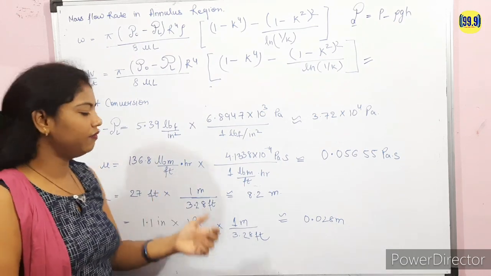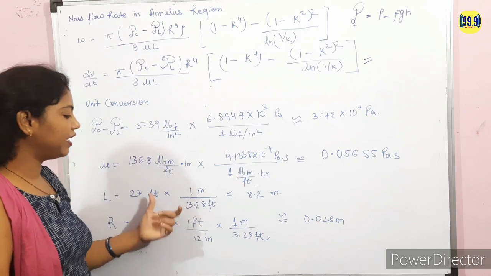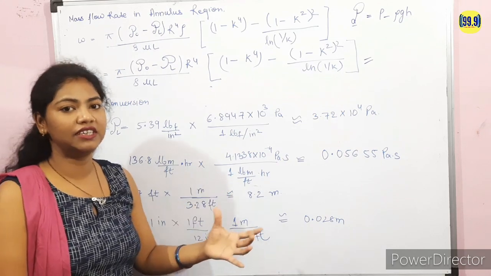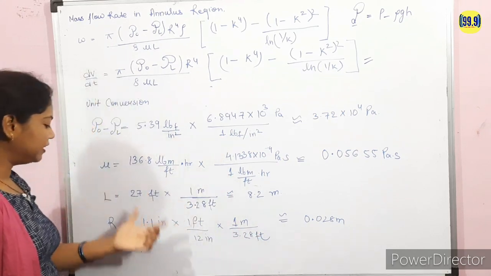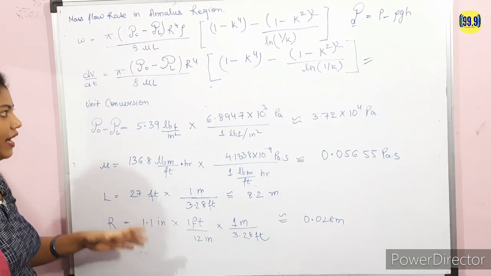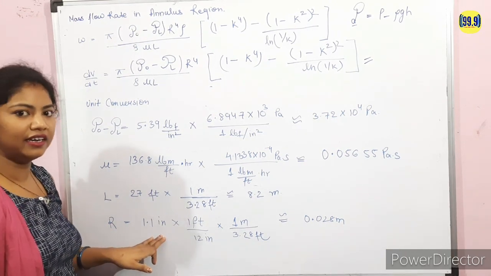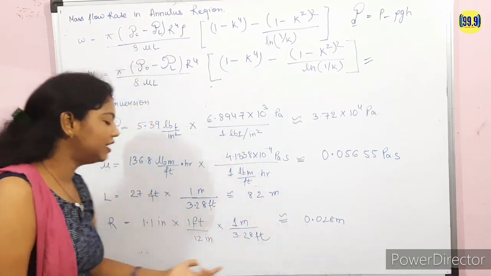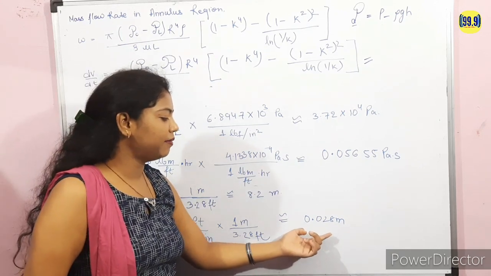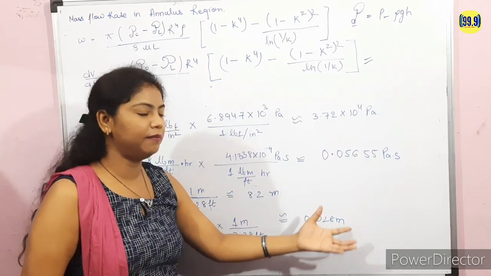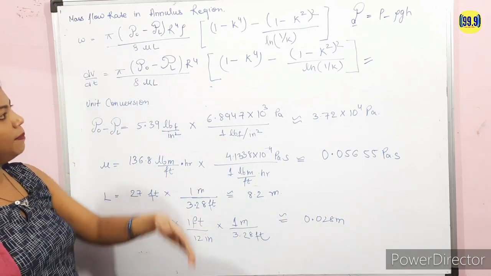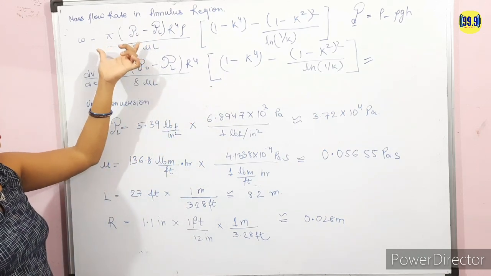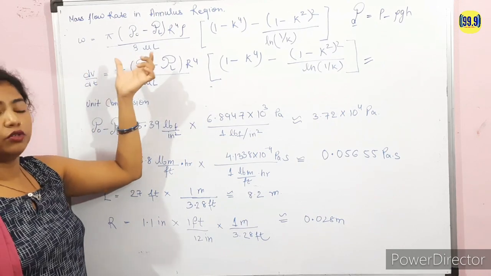In the question the length is 27 feet. We convert this length into meters by simply putting in the conversion factor for meters and feet. And similarly, we take the radius, which is given in inches, and convert it into meters, and the final radius for the annulus portion of the question becomes 0.28 meter. Now we are going to put all the parameters in this equation, the main equation which we get by dividing omega by rho.